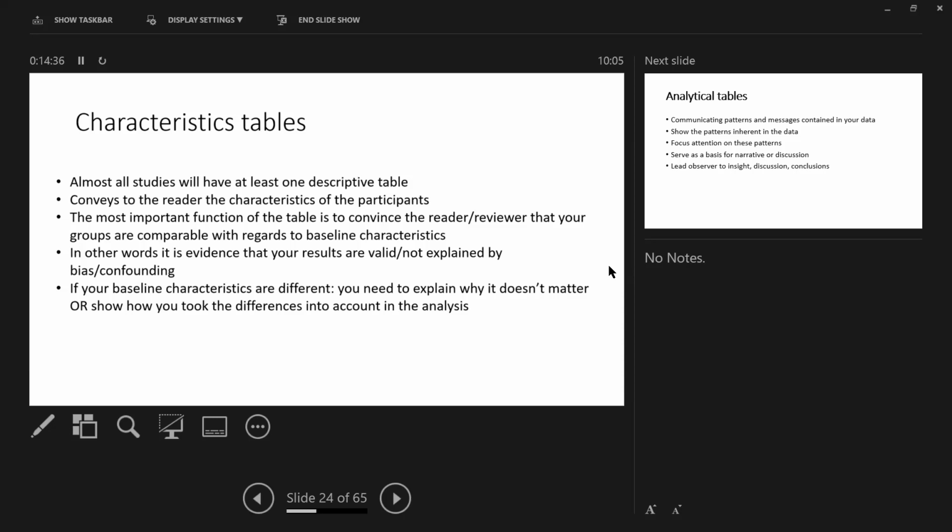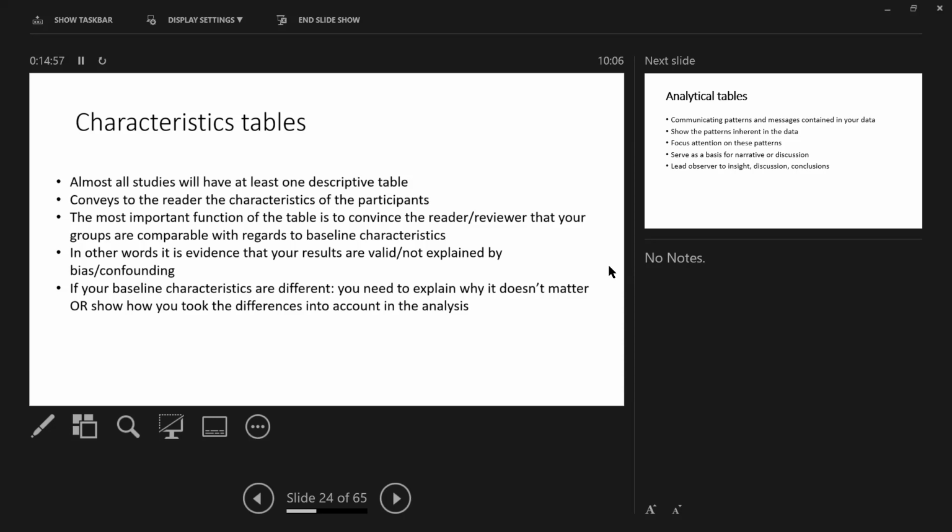For example, if you want to compare mortality in two groups, you need to show your readers that it's not the case that one group is everyone over the age of 80 and the other group is everyone below the age of 40, because then you're going to see a difference. You need to show the reader that this is not the case. Sometimes it is the case.